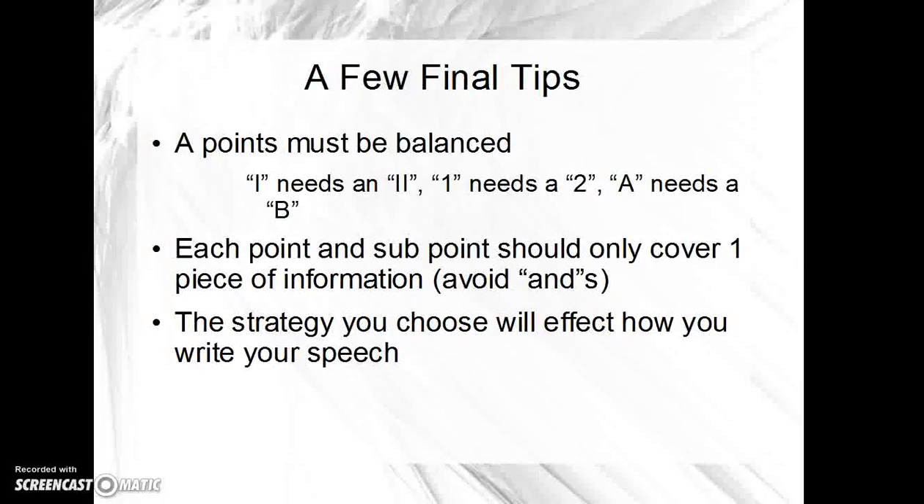Just a few final tips, and most of these I've covered. But make sure that all points must be balanced. So if there's a Roman numeral 1, there's a Roman numeral 2. If there's a 1, there's a 2. If there's an A, there's a B. And that always needs to be that way. You can have more than that. So you can have a 1, a 2, and a 3. But if the 1 has an A and a B, then the 2 needs an A and a B, and the 3 needs an A and a B.